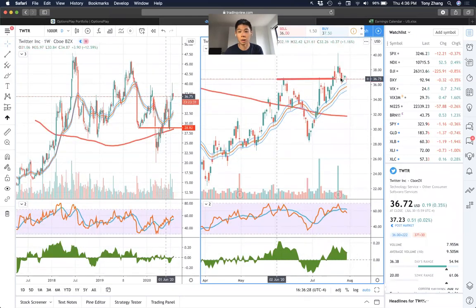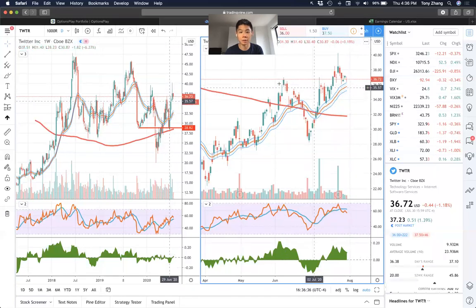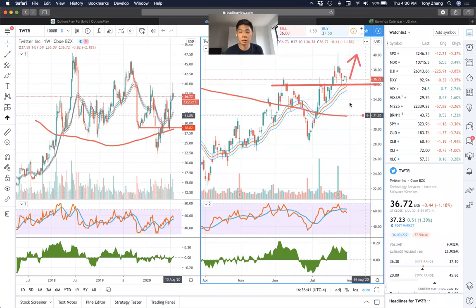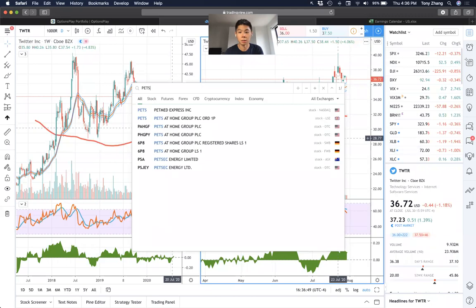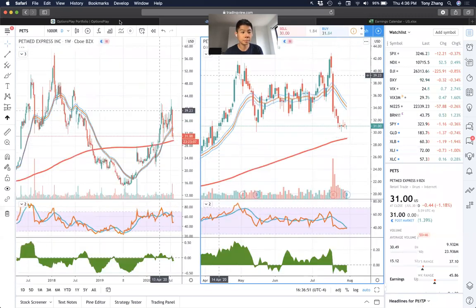Twitter, I like Twitter. I still think Twitter is a good stock from a fundamental perspective. This recent high around 36.5 is kind of a line in the sand, 36. If it can stay above 36 and continue moving higher with that 20-day moving average, I like the stock. But if it breaks below 36, then I would not like this as much.